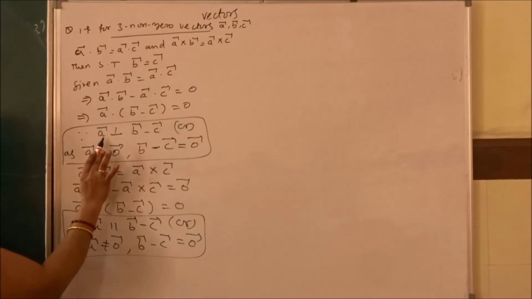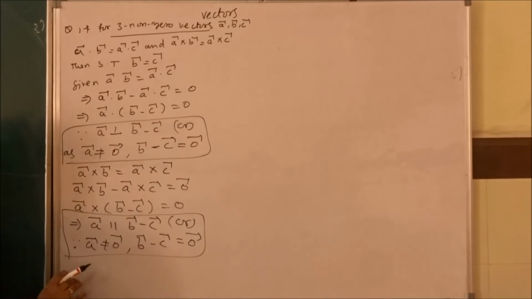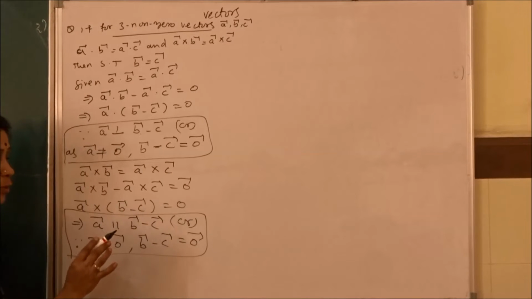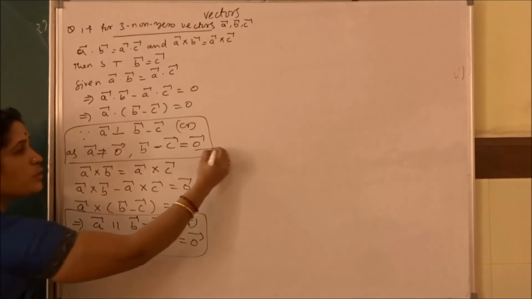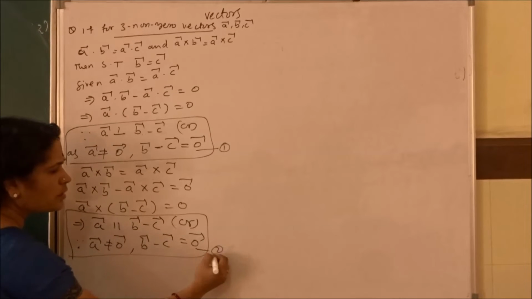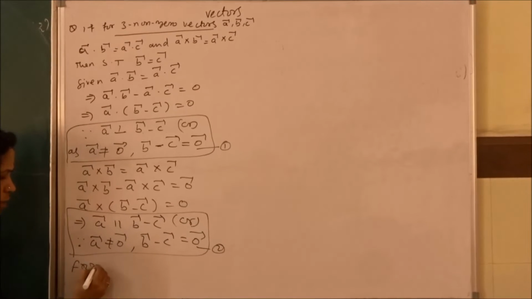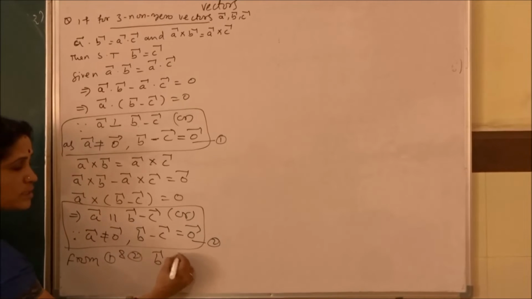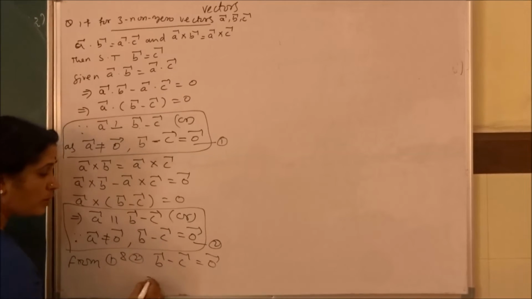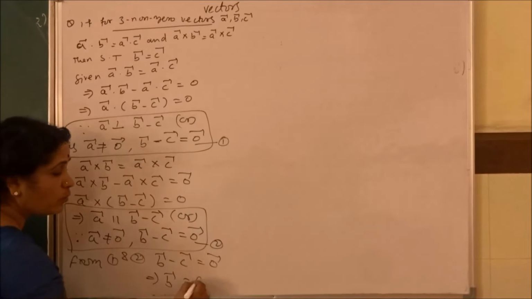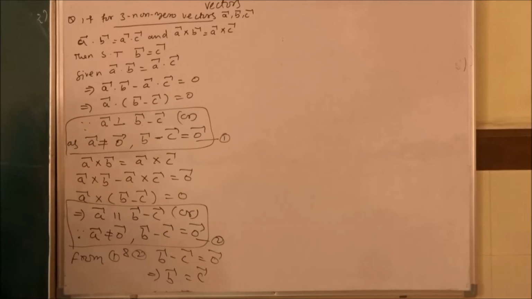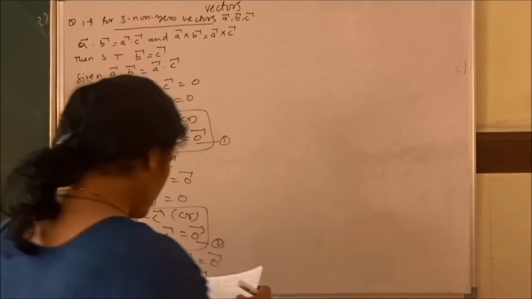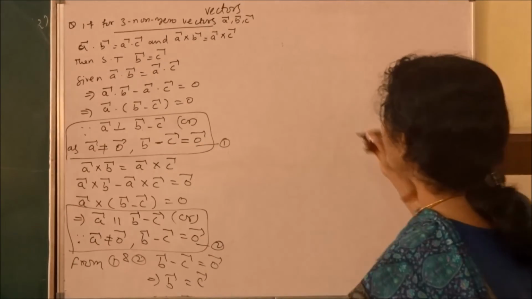Now see here, A vector is perpendicular to B minus C in result 1, and here A vector is parallel to B minus C. That is not possible both at once. So from result number 1 and result number 2, what is the conclusion? From 1 and 2, only B vector minus C vector equal to 0 vector. This implies B vector equal to C vector. This is another most important question, one of the repeated board questions. Now let me take another question, question number 4.